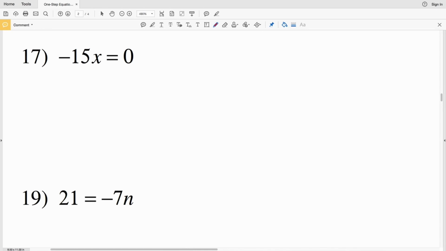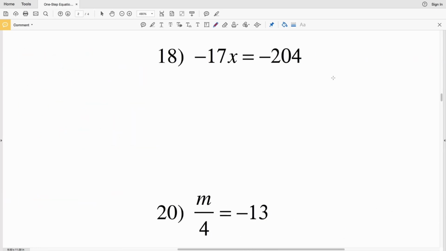For number 17, we have negative 15 times x is equal to 0. So we're going to divide by that negative 15. Negative 15 divided by negative 15 is 1, so we're going to have 1 times x, and that's equal to, remember, we divided by negative 15 on the left, so we have to do that to the right. 1 times x is equal to 0 divided by negative 15, which is 0. So x is equal to 0.